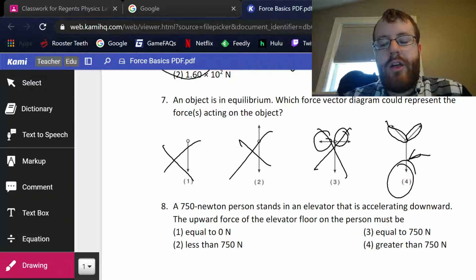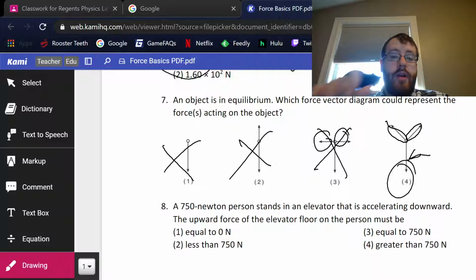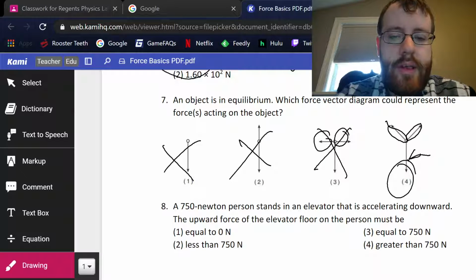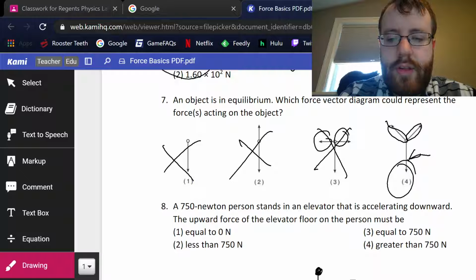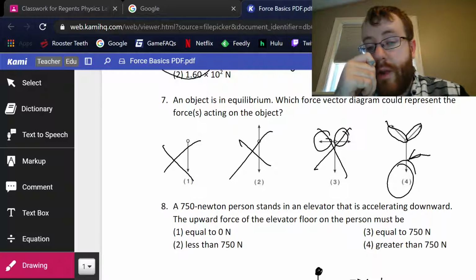Okay, here's our elevator question. Now we're going to do much more practice when it comes to elevators later on, but let's take a peek at what that means. For the elevator question, we have a force that's going down, and that's gravity. And we know what that force is. It's 750 newtons because that's the weight of the object.